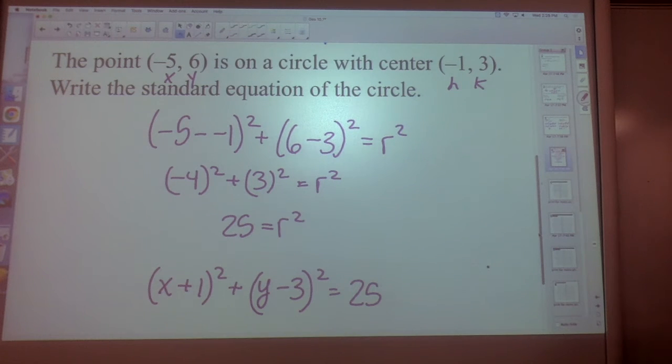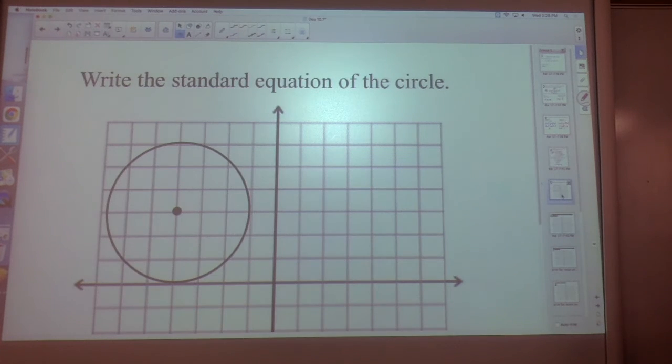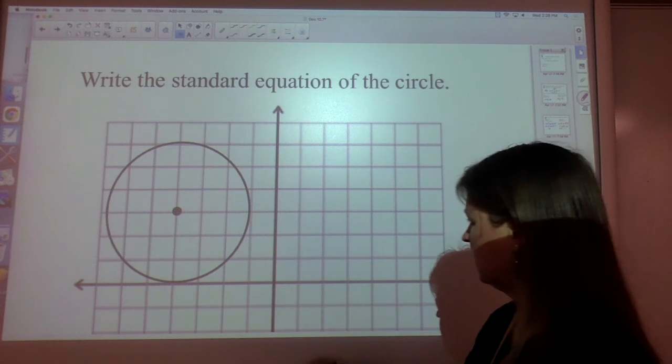All right, so if you can believe that, that's only about half of our notes, because now we get to put it on the graph. Whether it's on a graph and we make an equation, or if we get an equation and we make a graph. Write the standard equation of this circle. First thing we're going to have to do is find its center. Where is the center of the circle?